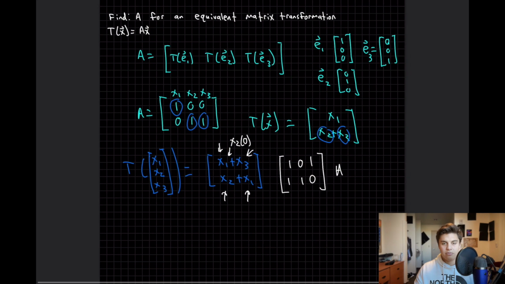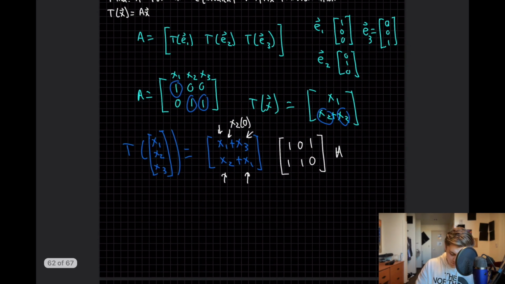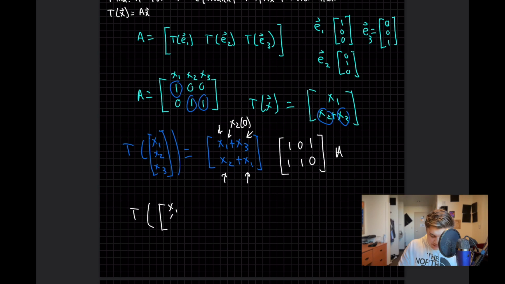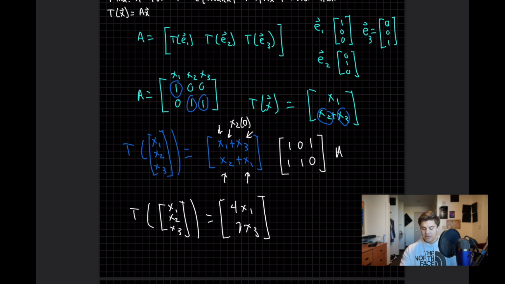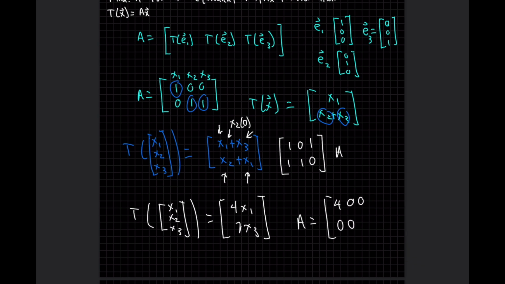Now, what if we had a transformation where there are coefficients other than zeros and ones? So we had T of x1, x2, x3 equals 4x1 and 7x3. The matrix that we're going to use, A, is going to be equal to [4, 0, 0], [0, 0, 7]. So T of x equals Ax, where A is this, is going to be equivalent to this transformation. Pretty cool, right?